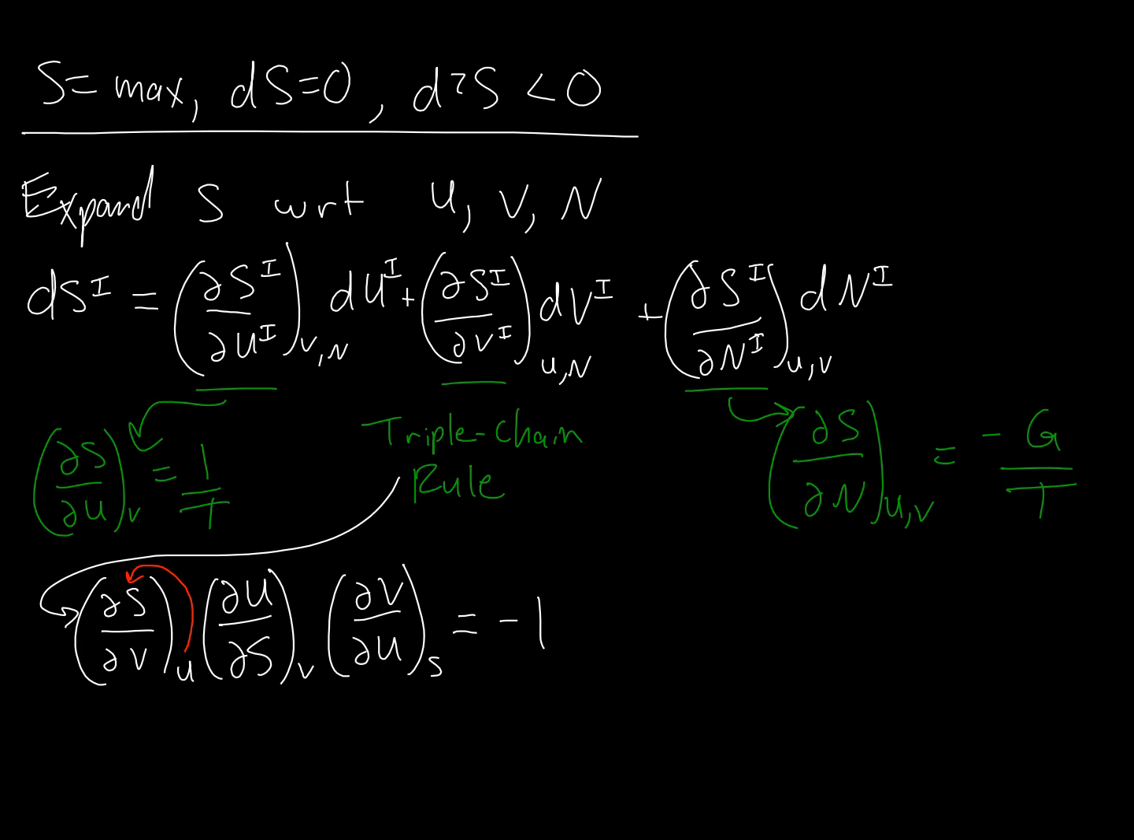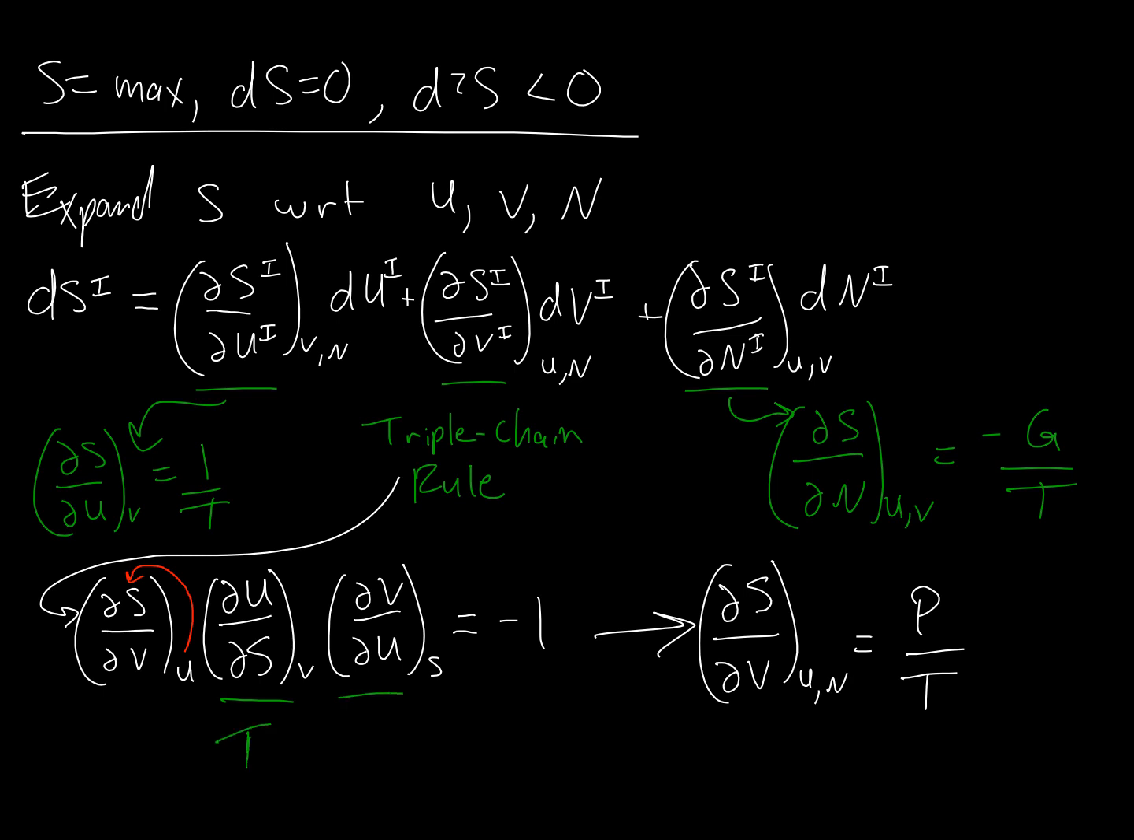Okay, so from here, we can write that ds/dv at constant u and n is equal to p over t. That is because this term here is equal to t, and this term here is minus 1 over p.